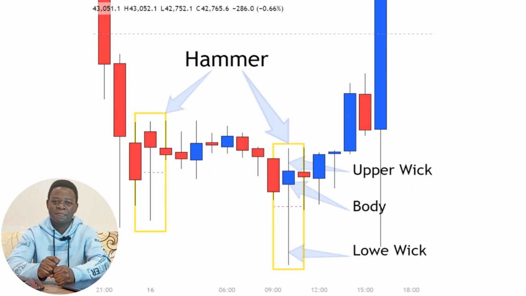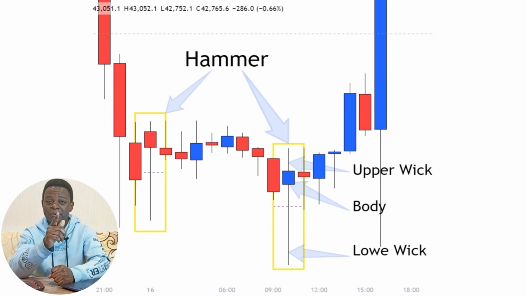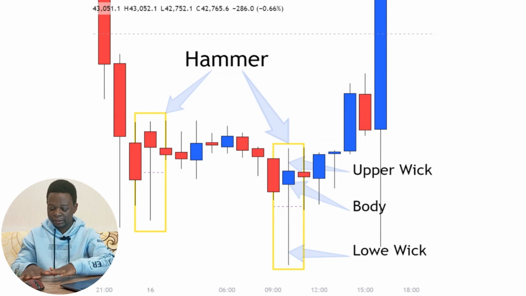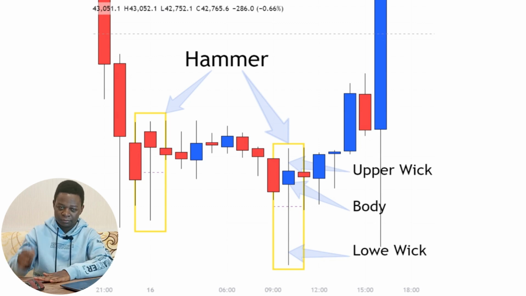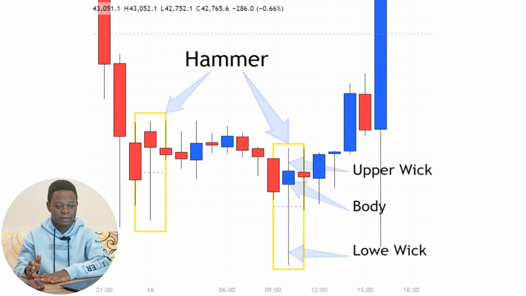Now, when you see such a candle, always remember what that means. Let's say you want to attach a wooden plank onto this board. What do you use? Use a hammer. So the hammer is used for that. So let's go back to the hammer.